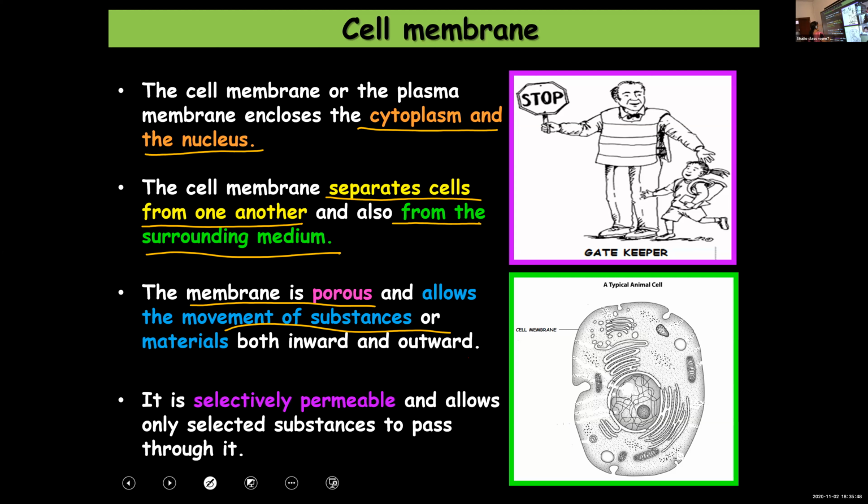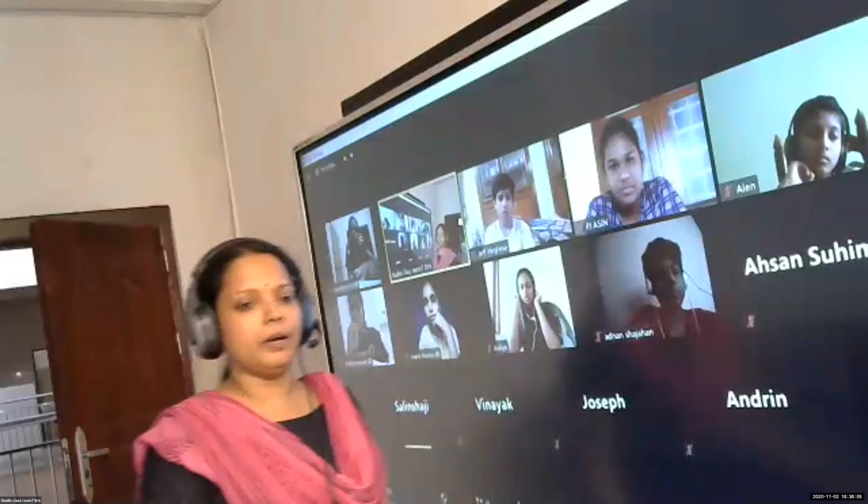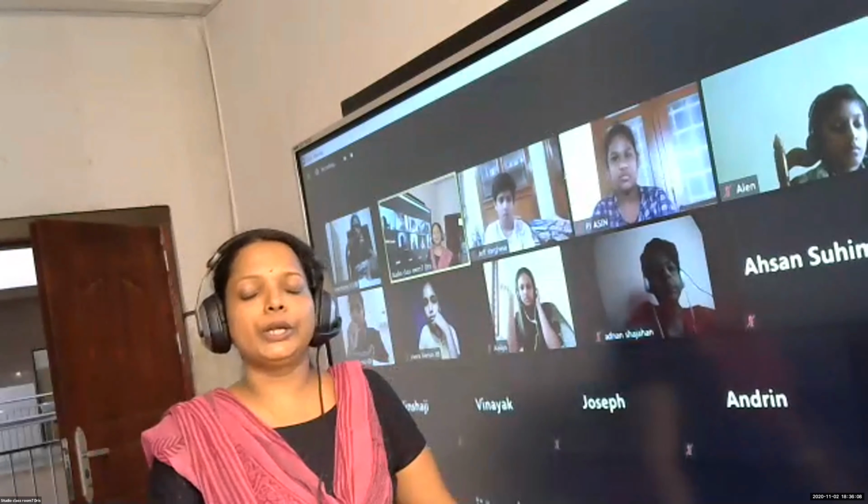But at the same time, a membrane is selectively permeable. What do you mean by selectively permeable membrane? It will allow only selected substances to pass through it. Clear? Okay, so we learned 4 points about cell membrane.